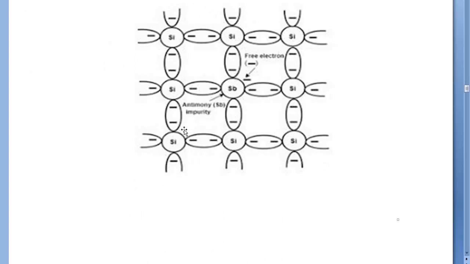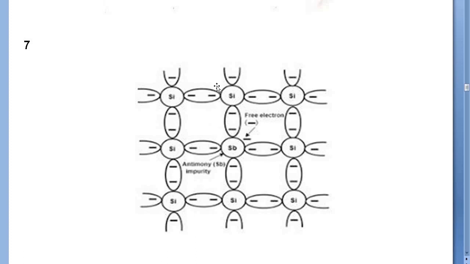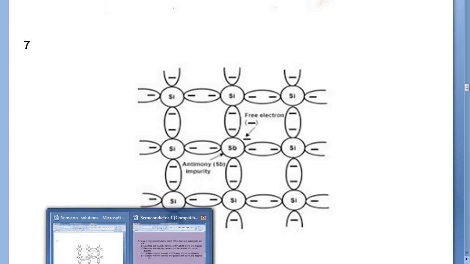Here you can see this is a pentavalent, or n-type, semiconductor. This is silicon, and at this point this one is antimony. When we add antimony to any pure semiconductor, we get an n-type semiconductor. Every silicon atom has 4 electrons in the outermost shell, but antimony has 5 electrons in the outermost shell. So every antimony atom surrounded by silicon shares 4 electrons with the silicon, and 1 electron is left free.